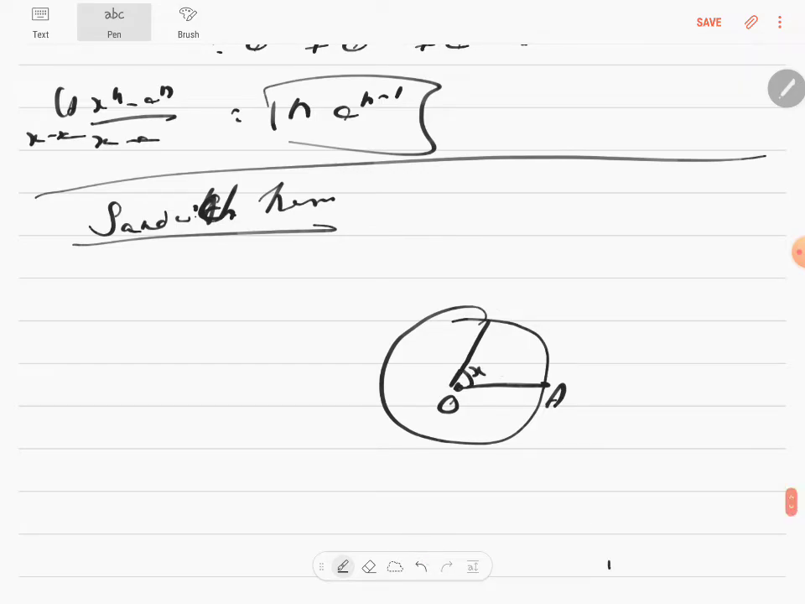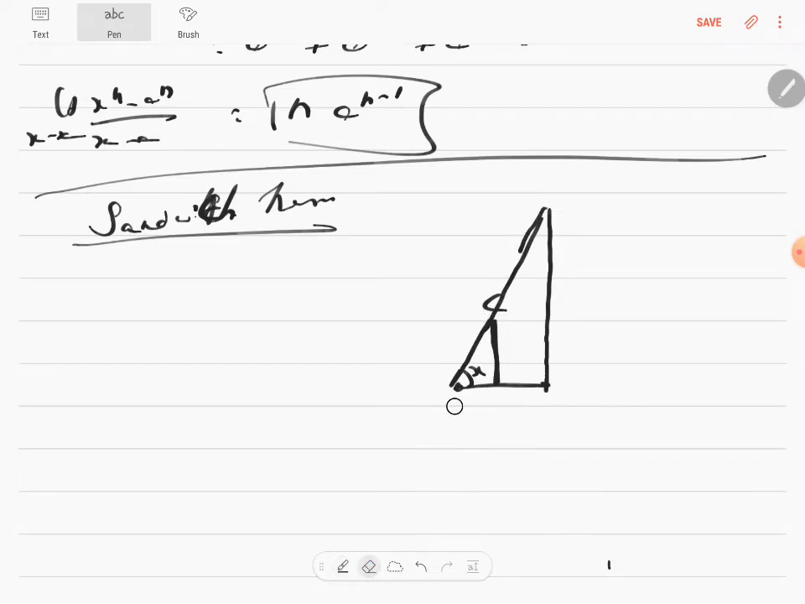Correct? Now I can construct a right triangle like this, so that I can write what is cos x or sin x, correct? So let me call this point C, and let me call this point D. Now parallel to CD, draw a tangent, in such a way that you can extend this line. Are you clear? I'll do it once again for you.